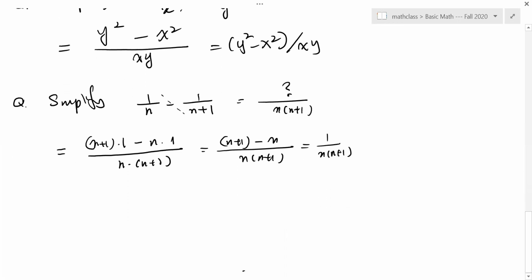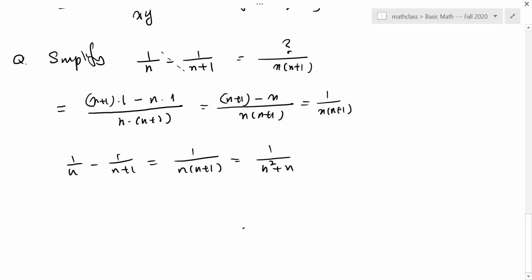Okay, so we got a wonderful identity, and this is a very useful identity. You can write n squared plus n, it's okay, but we keep it as a product. Yeah, maybe you can write n squared plus n. That's no problem.